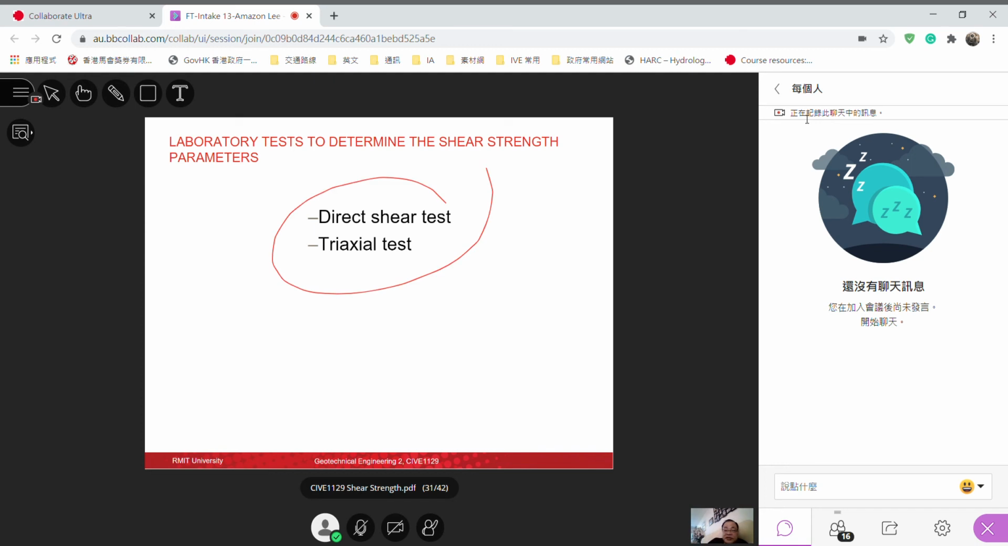Okay. So these are the two tests, but I think we will focus more on the direct shear test, because that is the actual test you do later in October.